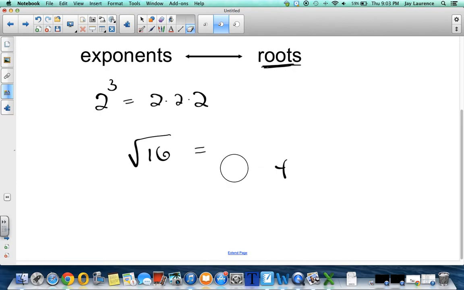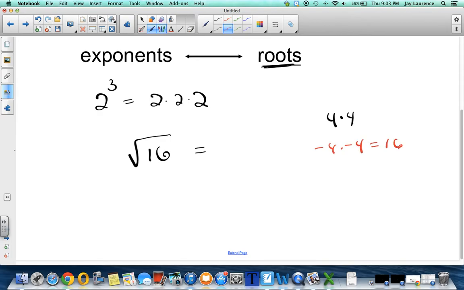But I don't agree, because I know another number. 4 times 4 is 16. I don't disagree with that. But what about negative 4 times negative 4? Well, it's also 16, isn't it? So you see, the square root of 16 is plus or minus 4.